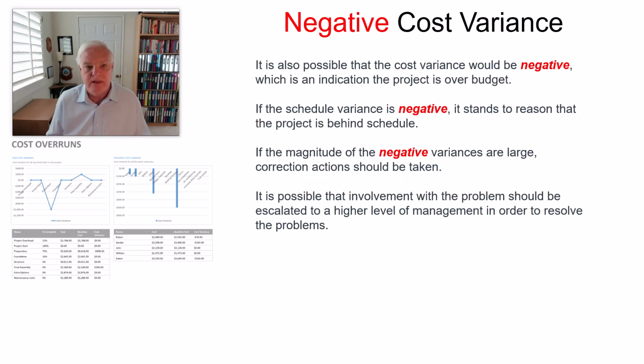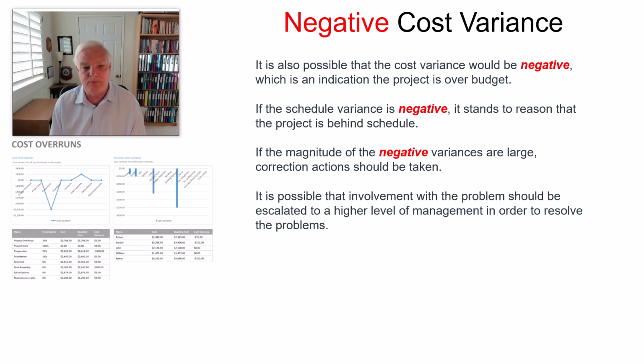Okay? Now, let's talk about a negative cost variance. It's possible that cost variance would be negative, which is an indication that the project is over budget. That means that we've spent too much money at the point in time we're at. If the schedule variance is negative, it stands to reason that the project is behind schedule. If the magnitude of the negative variances are large, once again, similar to what we saw in the positive, you need to go look at what's causing it, and typically you will have to do corrective actions. It will be impossible for you not to.